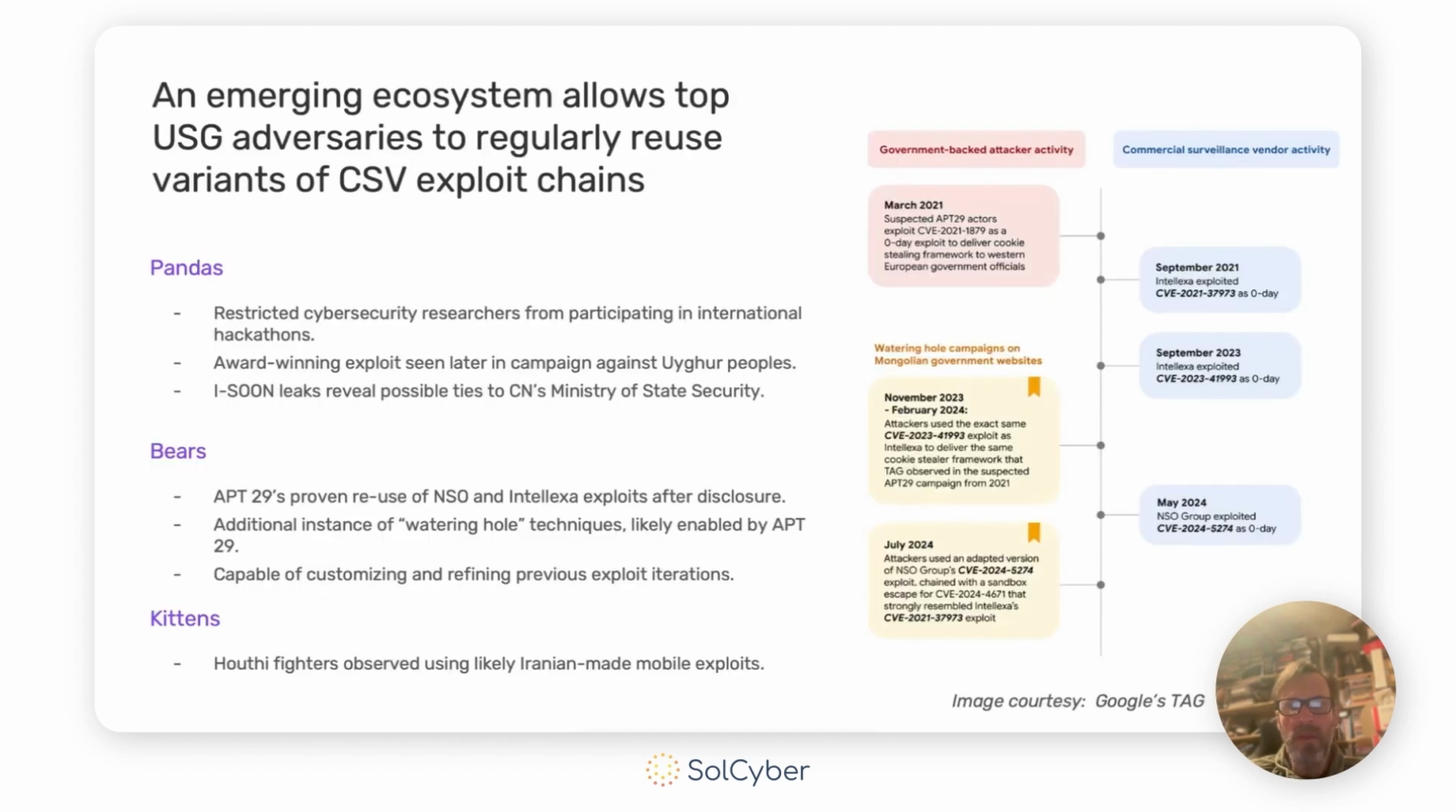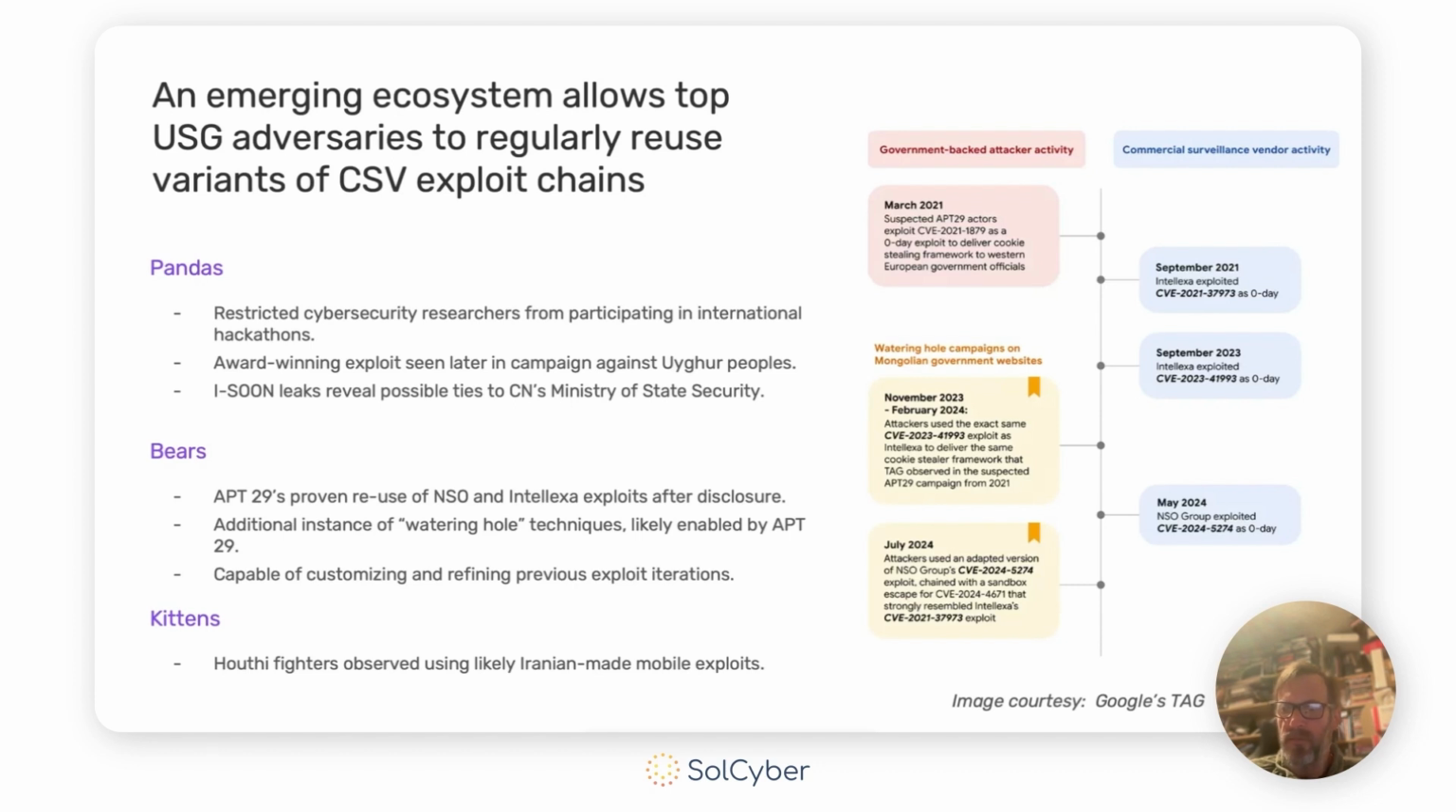And we see an emerging ecosystem, as I mentioned, out there to regularly reuse variants of these exploit chains. We have seen very recently some of the Chinese nation state spyware use an exact replica of the exploit chain that Pegasus uses. Now, how they got that, whether they bought it directly from NSO Group or stole it, it's more likely it was stolen.